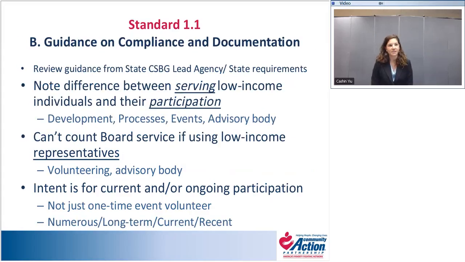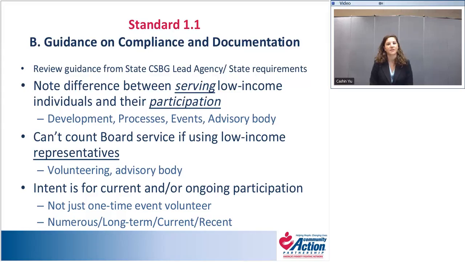With regards to section B, which is on compliance and documentation, this is the key part for everybody. We walk through different pieces of compliance, any sort of challenges that may come up, and then different ideas for how to document this standard. I did want to start by saying that, of course, the review team should start by looking to the state for any state requirements in general for nonprofits, and then also with your state lead agency for what monitoring tools they're going to be using and anything specific that they're looking for with regards to this standard.